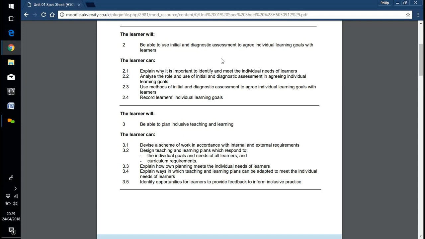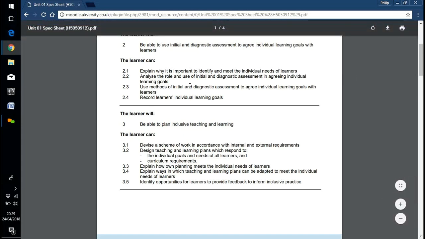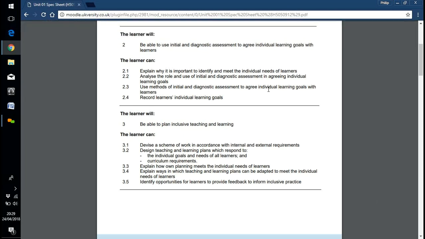Where it says on LO2, 2.1, yeah. Explain why it is important to identify and meet the individual needs of learners, analyse the role and use of initial and diagnostic assessment in agreeing the individual learning goals, and use the methods of initial and diagnostic assessment to agree individual learning goals with learners.